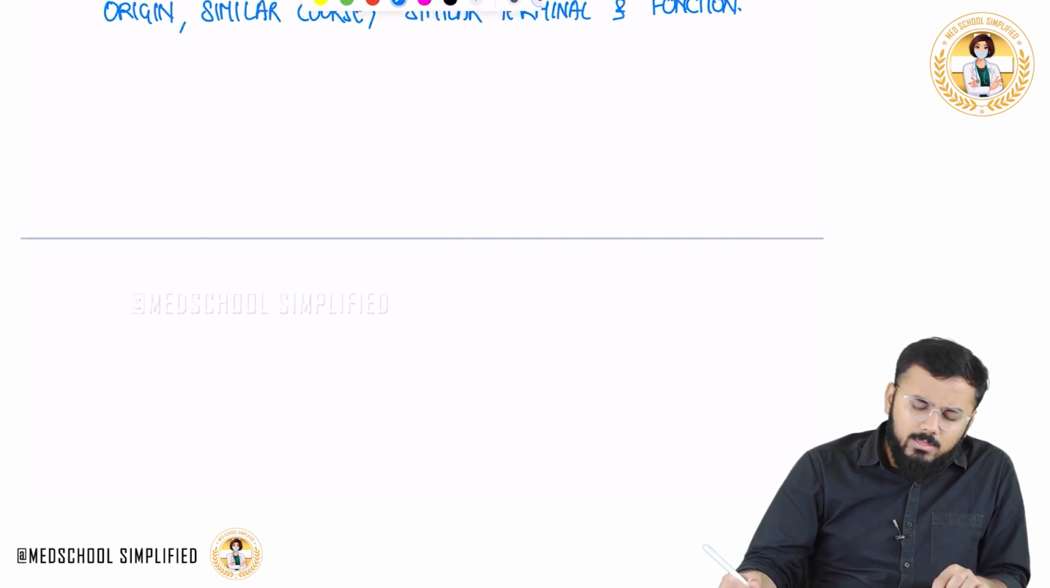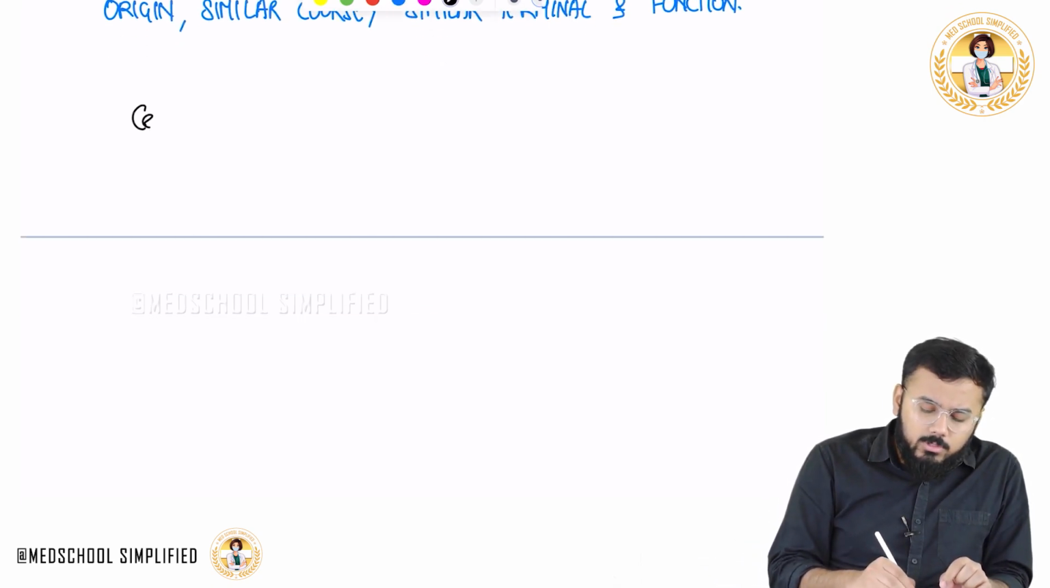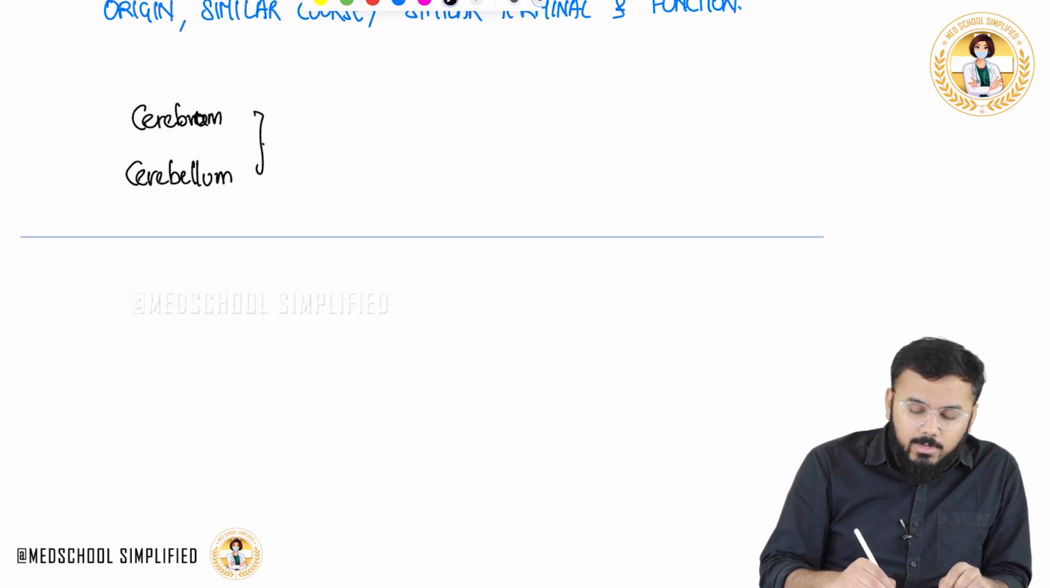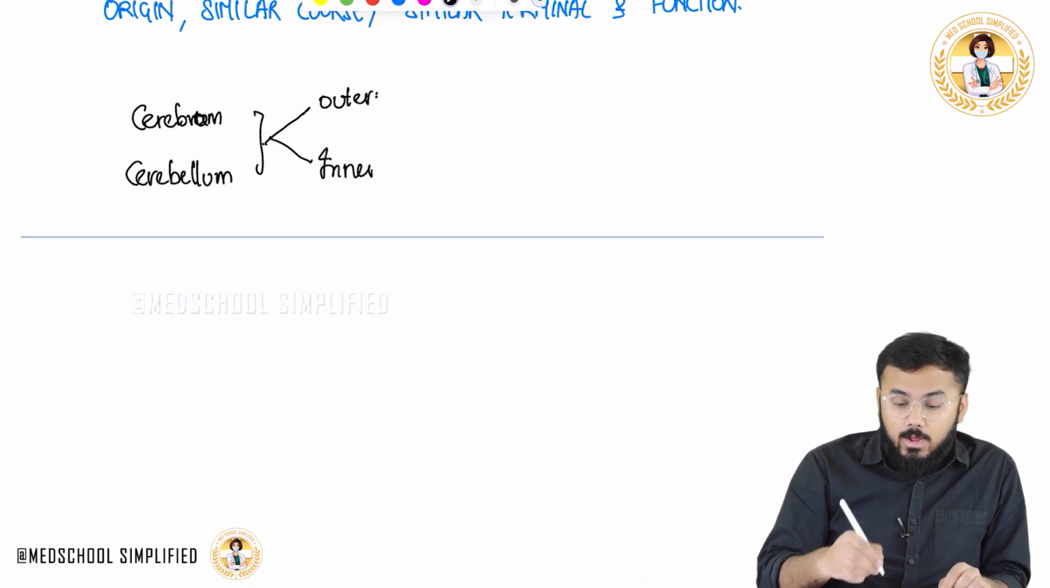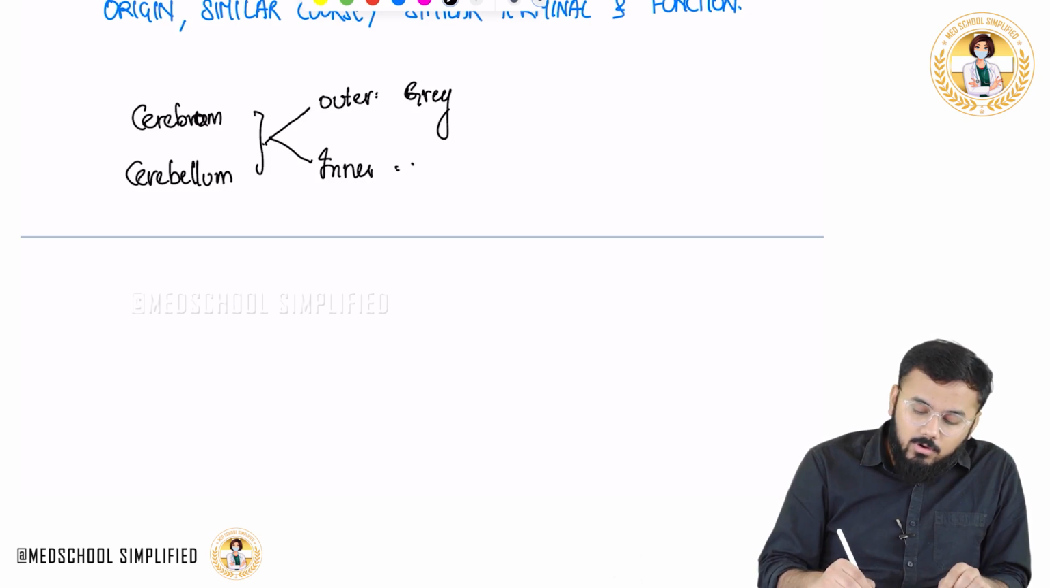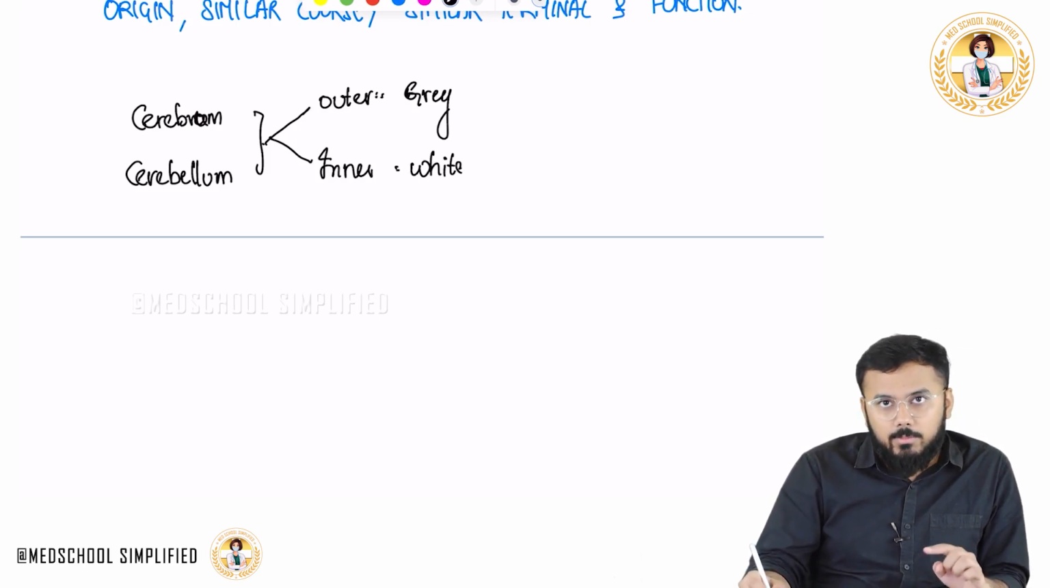You remember that we discussed the cerebral hemispheres, the cerebrum, and also the cerebellum, right? In the cerebrum and cerebellum, if you see outer and inner, outer in the sense the cortical region, what do you have? Outer you have gray matter, and inner you have white matter. This law applies for both cerebrum and cerebellum.